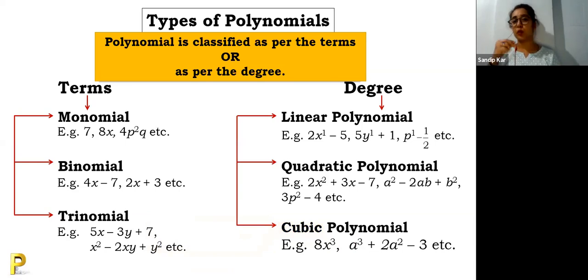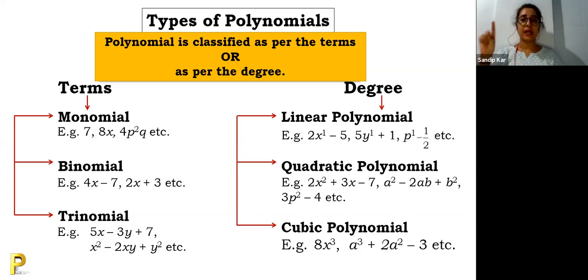I'll just give you a quick revision to these polynomials so you are clear with it. Polynomials are classified as per the terms and degree. In terms we have three parts: monomial, binomial, and trinomial. Now what does that mean? Mono means one, bino means two, and trino means three. So in monomial one term, binomial two terms, and trinomial three terms.